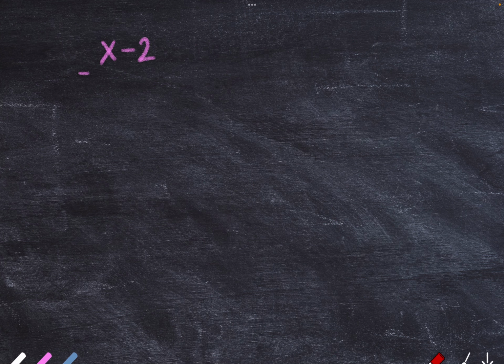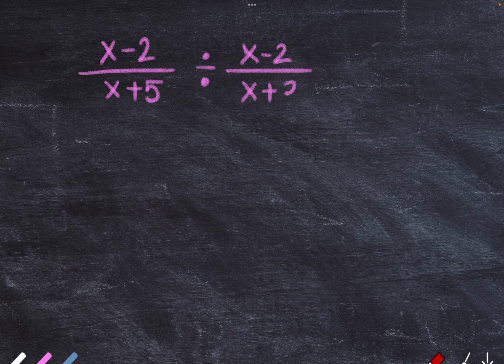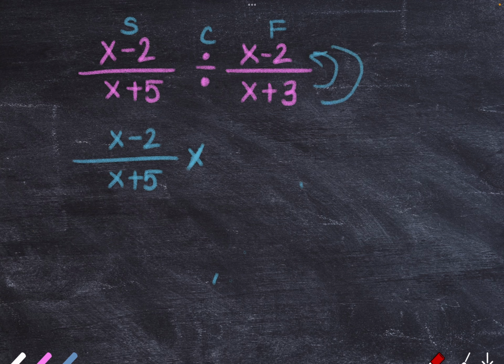So remember, our question was x minus 2 over x plus 5 divided by x minus 2 over x plus 3. So we are doing stay, change, flip. So the first fraction stays the same, x minus 2 over x plus 5. Division changes to multiplication. And the second fraction is going to flip. So it is x plus 3 over x minus 2.